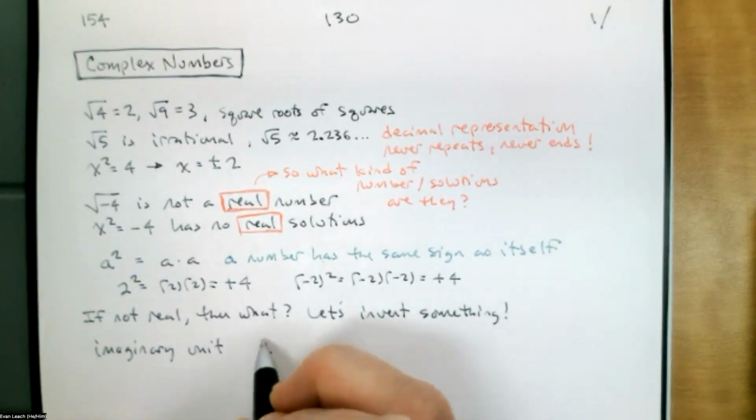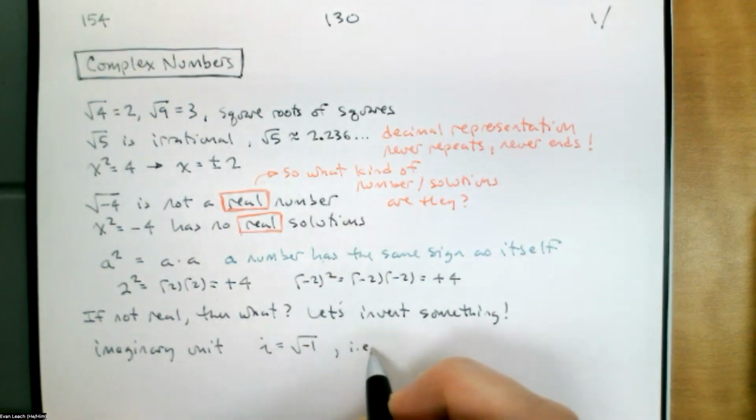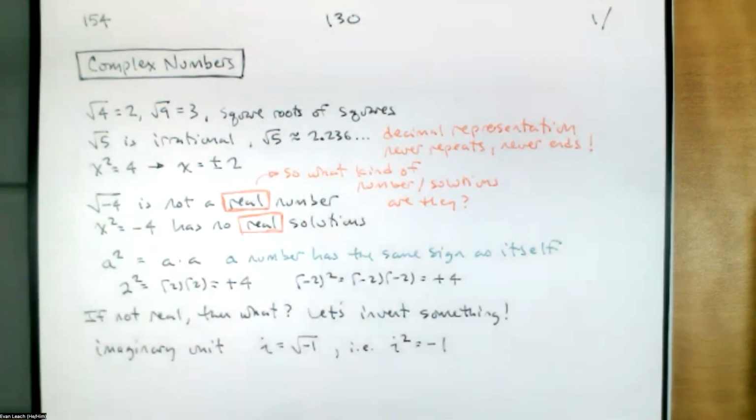Imaginary unit is the square root of -1. That is, i squared is -1. Clearly, i is not a real number. i is the imaginary unit. And we can alternately say i is the square root of -1, or i squared is -1. This is how we're going to use this then.